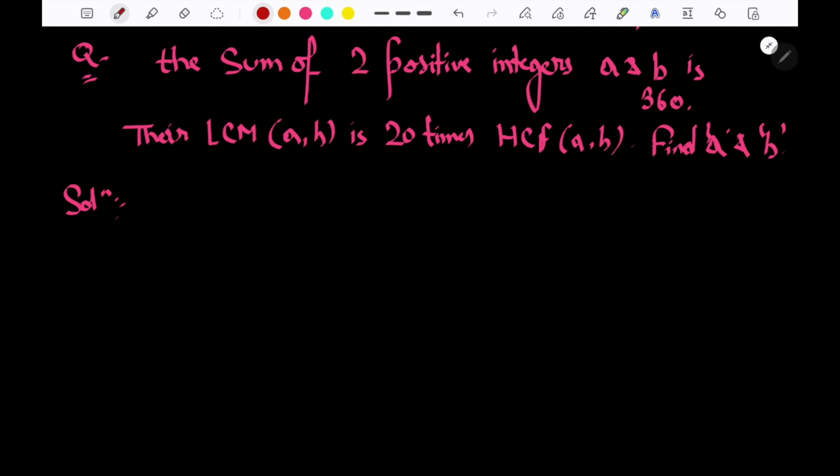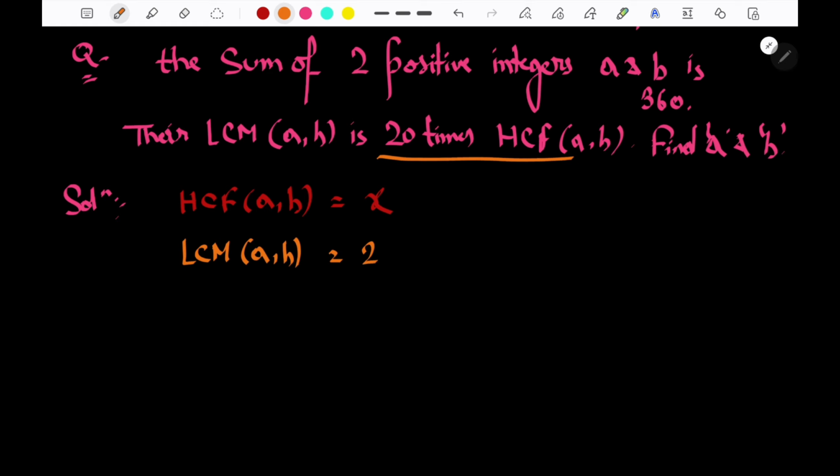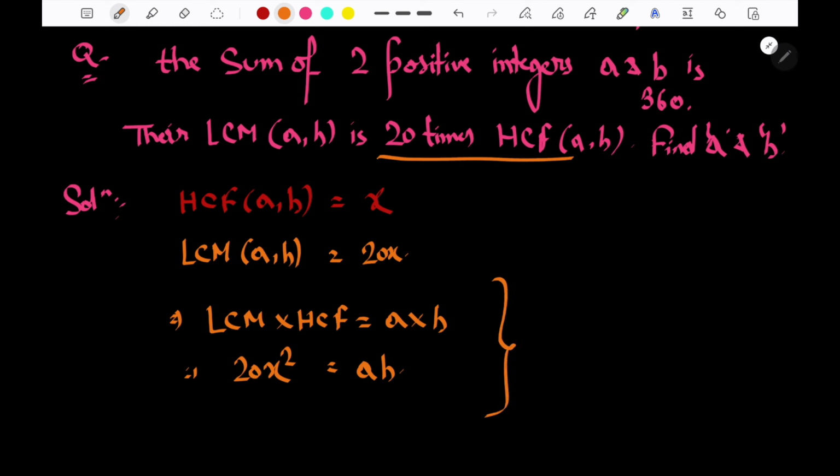What's the idea? First of all, if I consider the HCF of A comma B as x, then the LCM of A comma B will be 20 times HCF, that is 20x. Now it's very easy. Why? We know one of the properties that LCM into HCF is equal to A into B. So LCM into HCF is 20x squared, and that is equal to A into B. This is equation number 1.